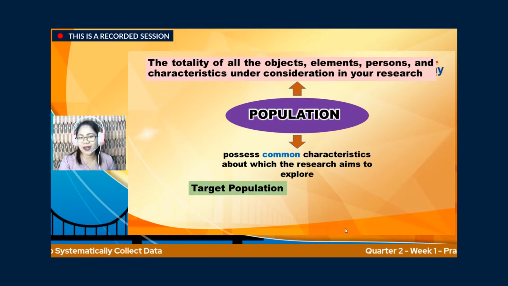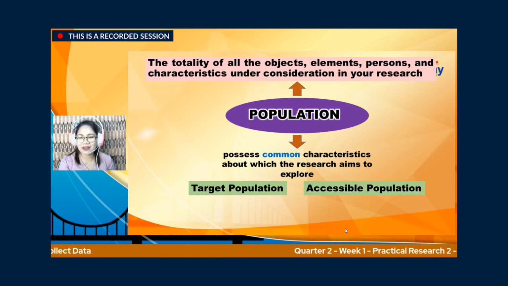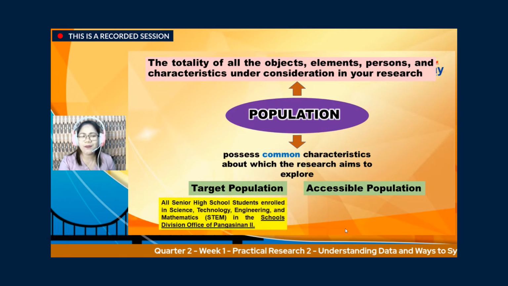We have first the target population and we have the accessible population. So when we are talking of the target population, example is this: all senior high school students enrolled in STEM or Science, Technology, Engineering, and Mathematics in the Schools Division Office of Pangasinan 2. So when we are talking of the target population or the true population, yan, medyo wide siya. Schools Division Office of Pangasinan 2.